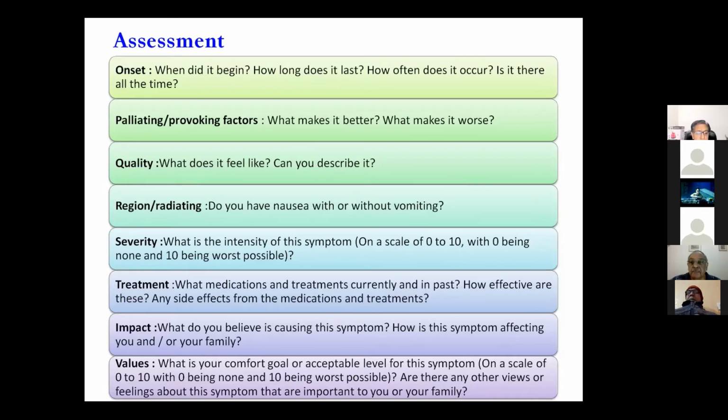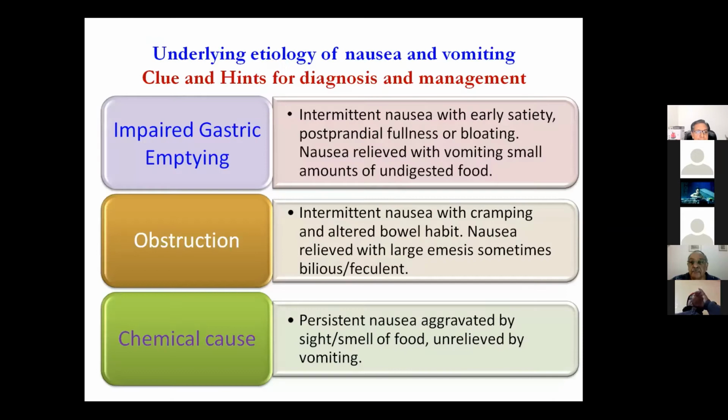We need to look for the impact of this event on the patients, and we need to assess at what comfortable goal or acceptable level for this symptom the patient will be satisfied. So we need to give them a realistic hope when we are managing these patients, because at times the underlying etiology may not be fully reversible, and that's why we need to have a realistic goal, and that's why we need to assess this as well.